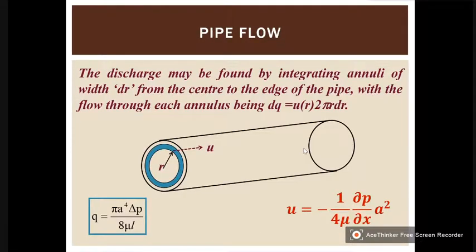So this is what you will get. Q is equal to pi a4 by 8 mu. I have written, instead of dou p by dou x, delta p by L. If the pipe length is L, then delta P is the pressure difference between the entrance and exit, and L is the length of the pipe. This is for horizontal.